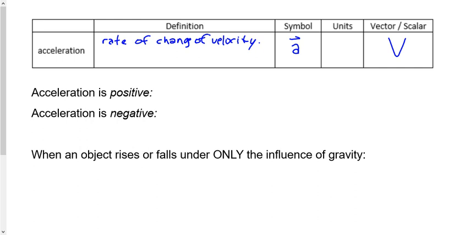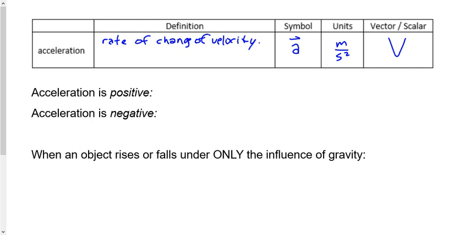Now, because it's the rate of change of velocity, the units are meters per second, but we usually just write that rather than meters per second as meters per second squared. It ends up being the same thing, just looks a little tidier when we write it this way. And we can have a positive acceleration or negative acceleration.